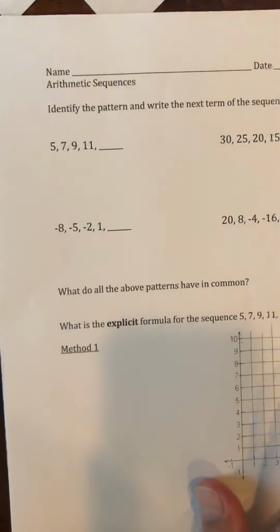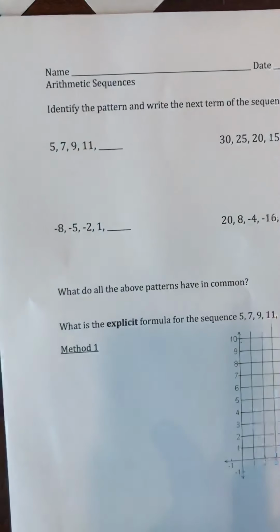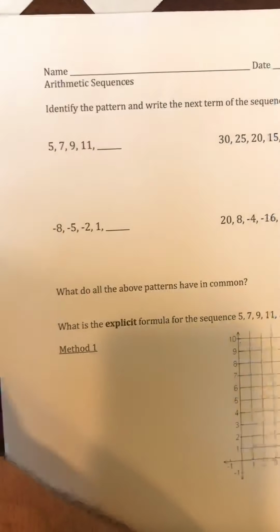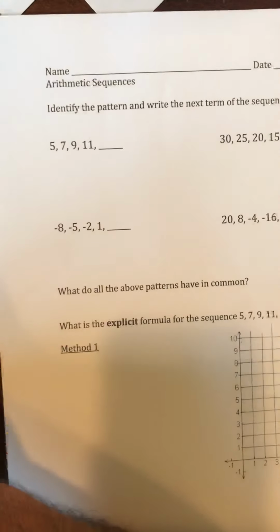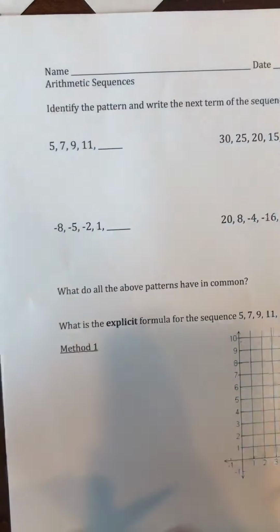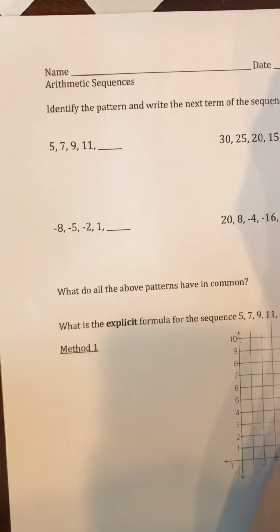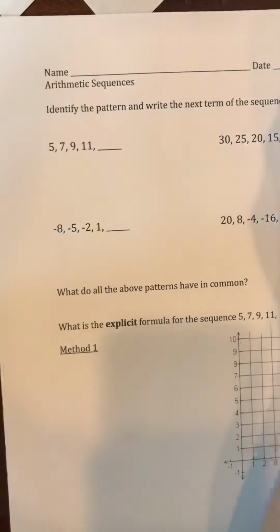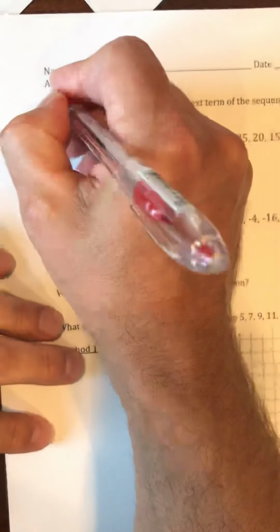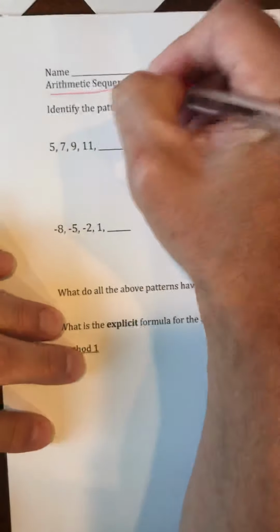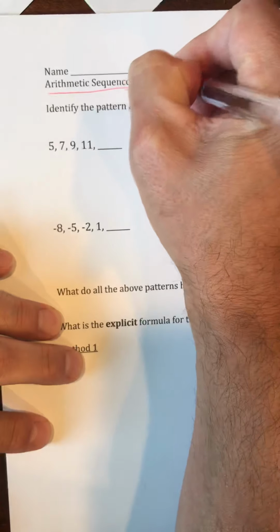Hello, algebra students. We're going to wrap up our last little mini unit for the year, or we're going to start our last little mini unit. It's on sequences. There are two types of sequences we're going to look at. The first is an arithmetic sequence, and that's basically a linear relationship.